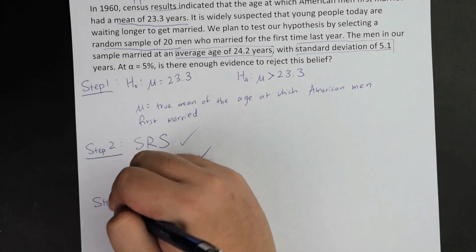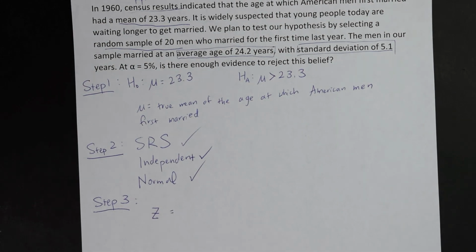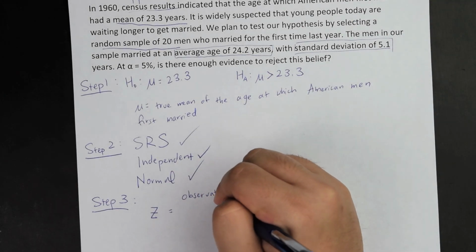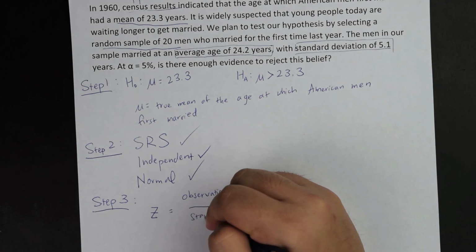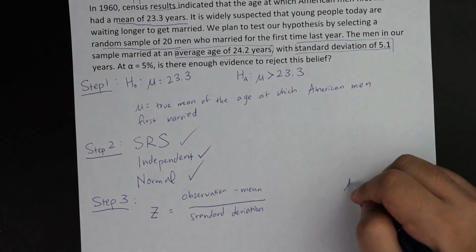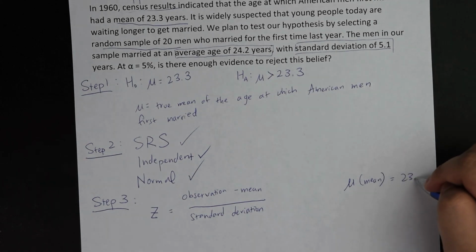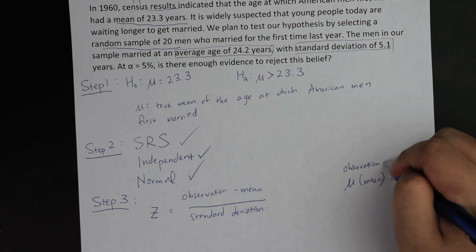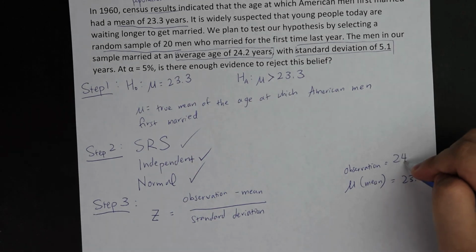Step 3 is my computation to find the z value for this. When I'm looking for the z value, I always have to remember this is always going to be my observation minus mean over standard deviation. My mean for this question, aka mu, and I'll write it in parentheses, is going to be 23.3 because that's what I'm testing for. My observation for this question is going to be the sample value that was provided, which is 24.2.